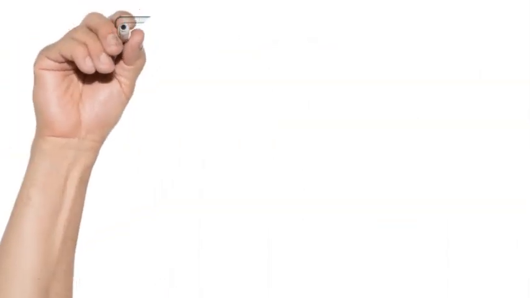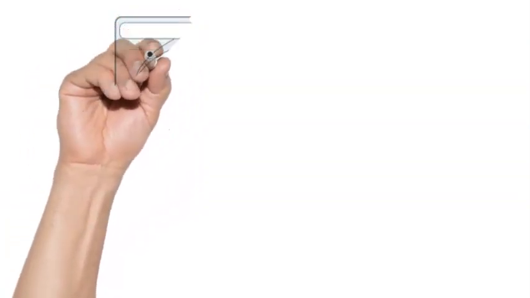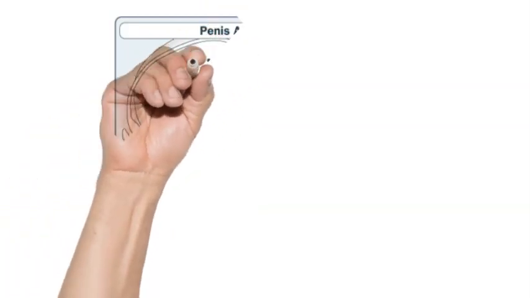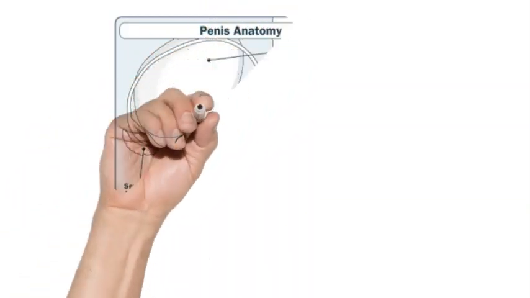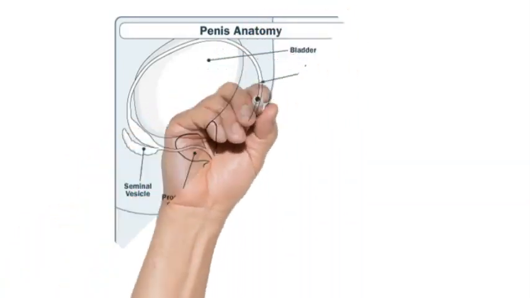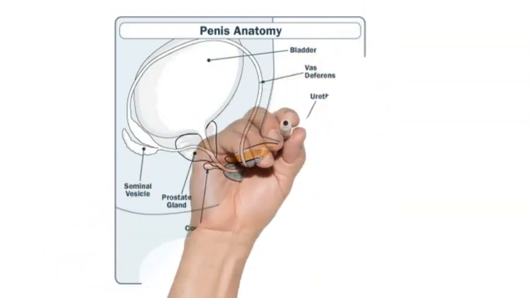The scrotum is a sac of skin and muscle that hangs beneath the penis and contains the testes. The testes are responsible for producing sperm and testosterone. The epididymis, which is located on the back of each testis, is responsible for storing and transporting sperm. The vas deferens carries sperm from the epididymis to the urethra during ejaculation.